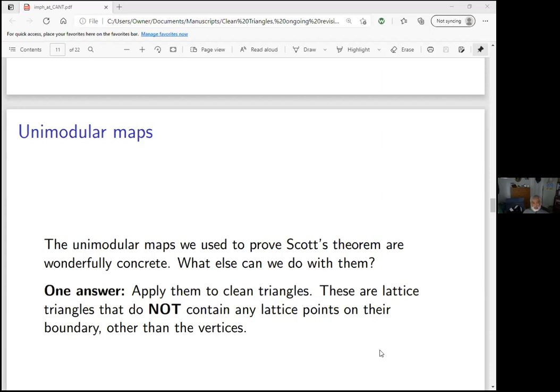So what's a clean triangle? It's a lattice triangle, so a triangle all of whose vertices are lattice points. And it's called clean if there are no lattice points on the boundary that are not vertices. So, no non-vertex boundary lattice points. Okay, and if you take a piece of graph paper and you play around, you can see that you can draw all kinds of clean triangles.